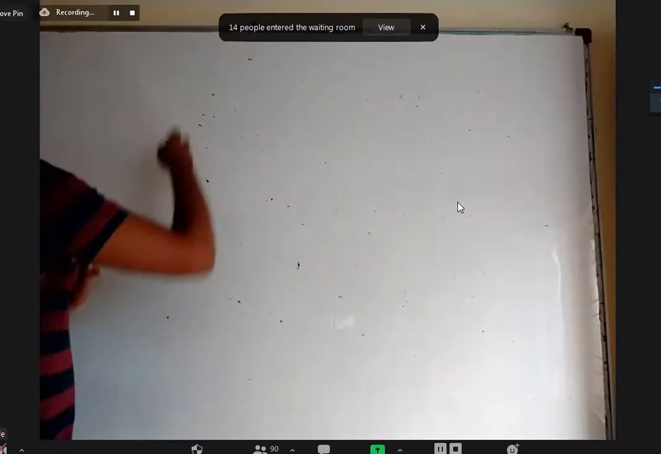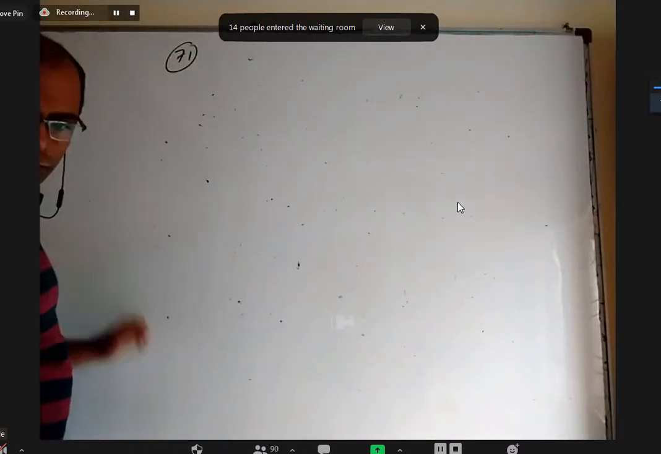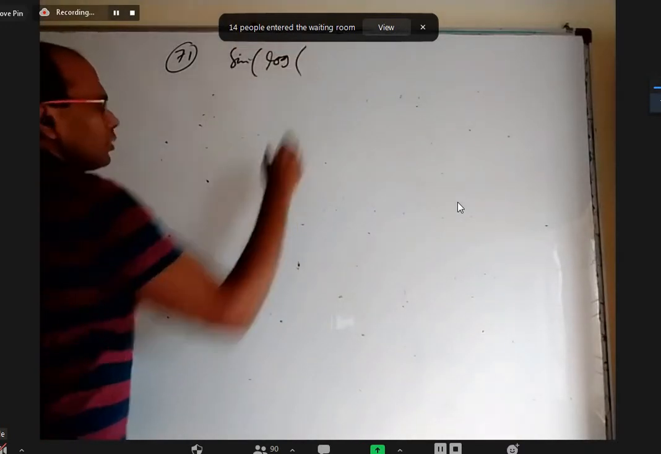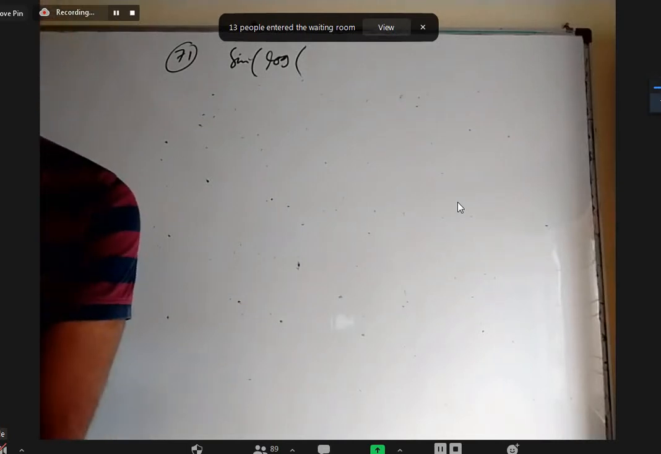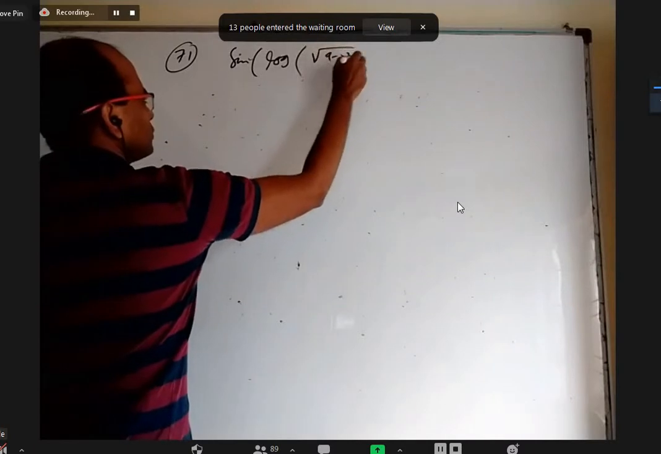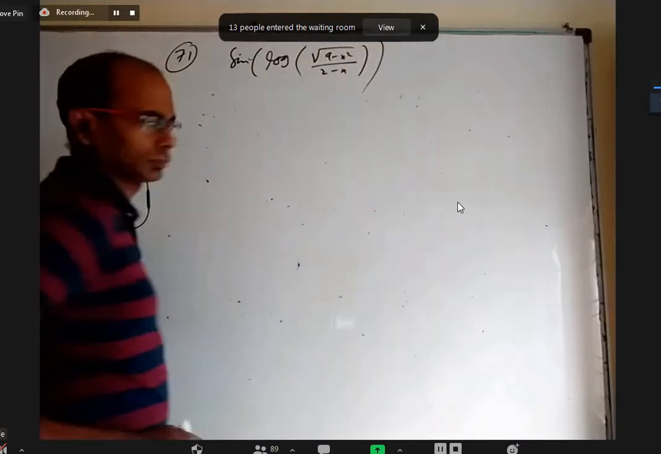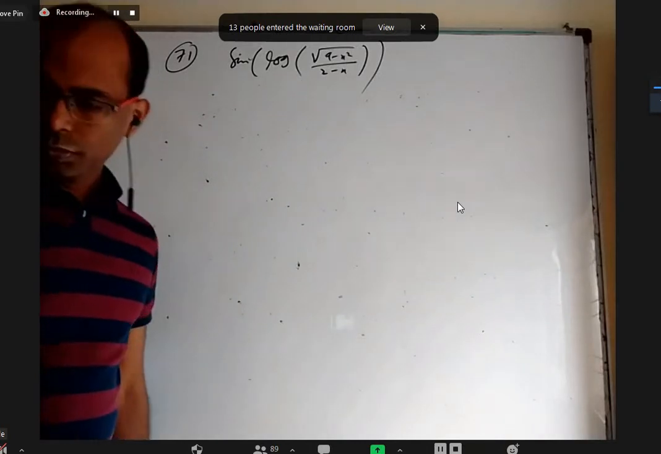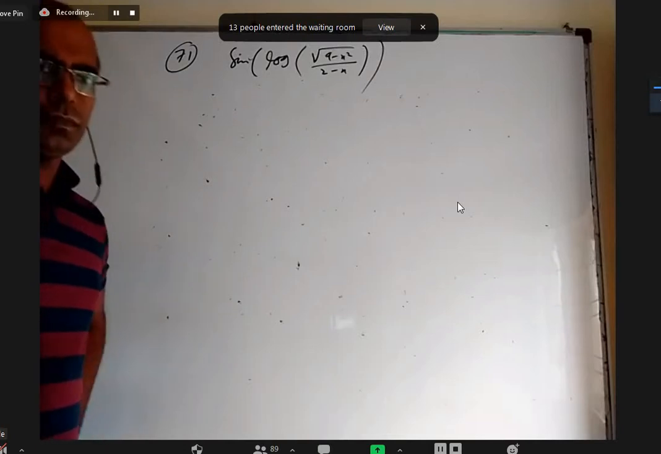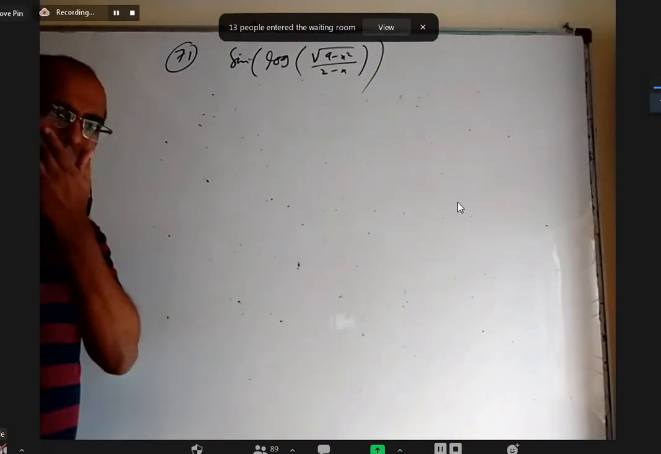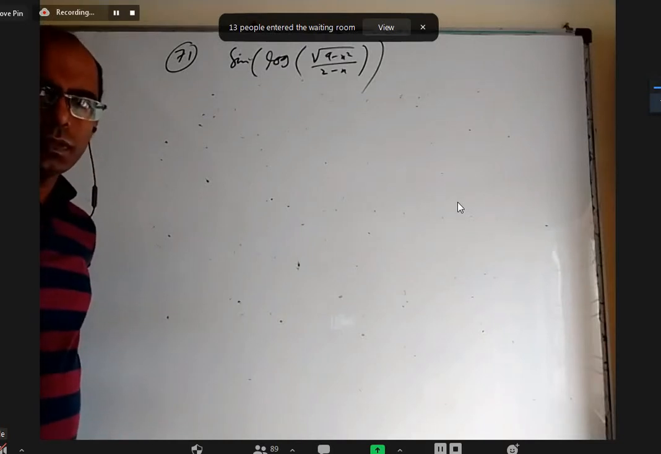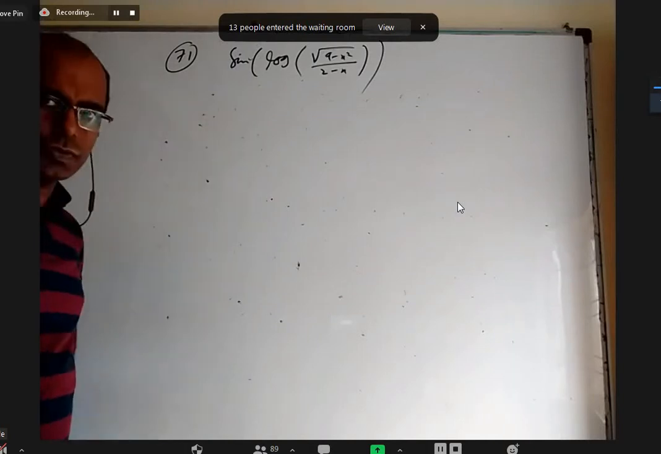Okay, 71. Sine of log of root 9 minus x square by 2 minus x. Okay, Snigdha, can you tell me what I should do about this for finding the domain? Snigdha, are you there in the class? Yes. Okay. Can you tell me how to find the domain of this?